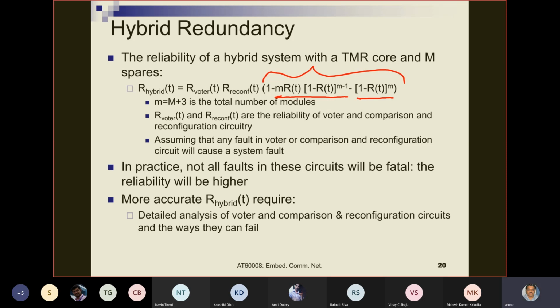So those reliabilities when multiplied, the result is 1 minus this whole thing.